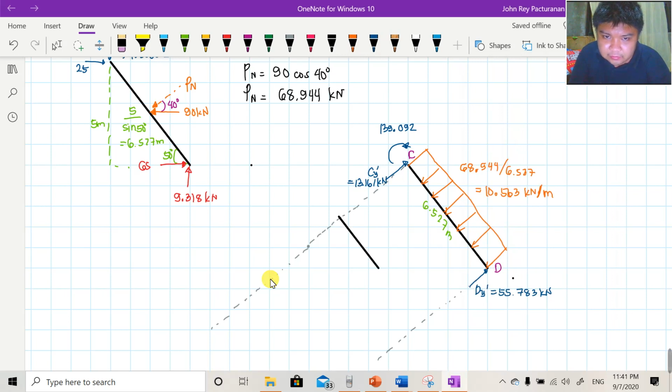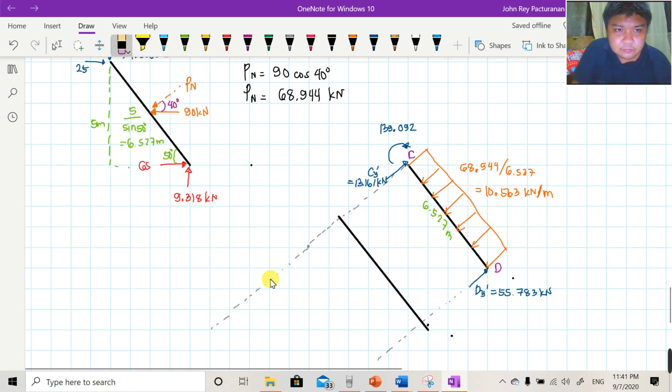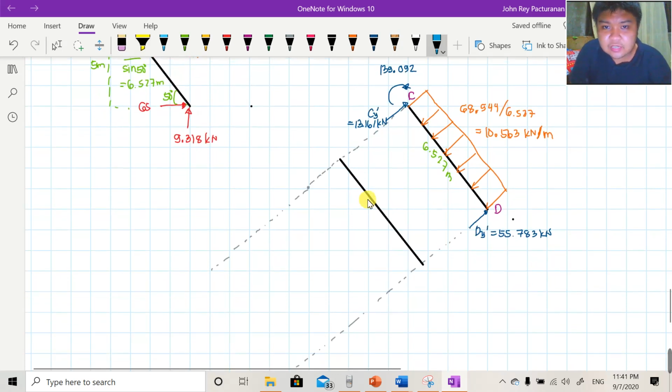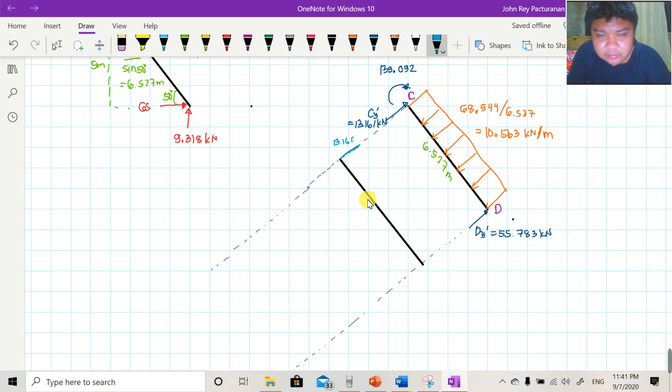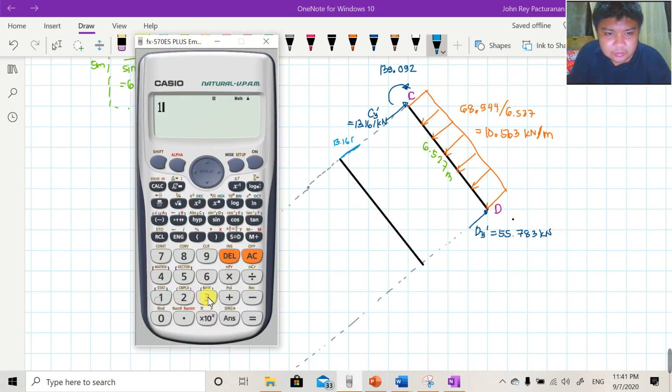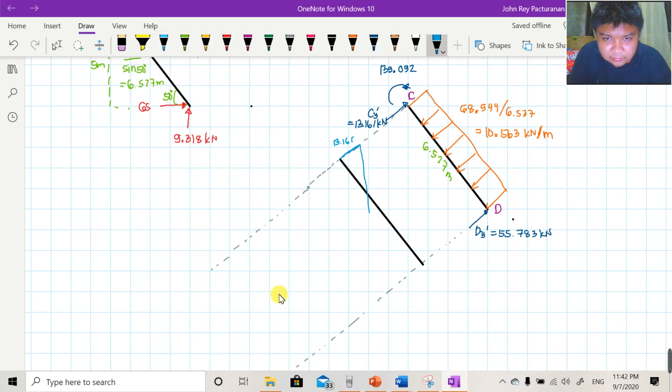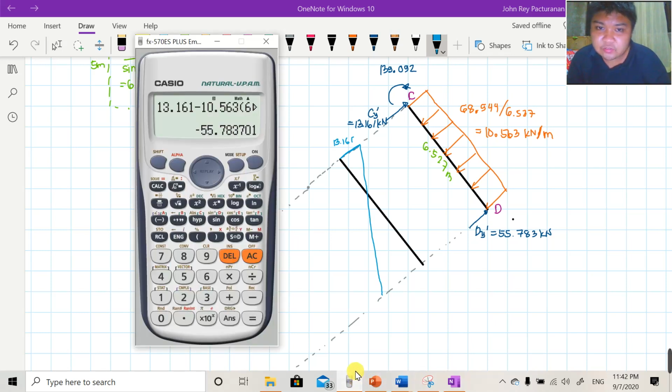So, I think ready na tayong mag-sketch, class, ng shear and moment diagram dito. Erase ko lang tong mga pasobra. So, una, may 13.161 tayo, class, na i-consider. So, this will be upward as 13.161 for the shear diagram. Tapos, ang gagawin nyo na lang, 13.161 minus, syempre, 10.563 multiplied by 6.527. So, ang lalabas ay negative 55.783. So, i-formalize ko na lang yan as 55.783, class, para maging sarado. Although, dapat 55.784, no?